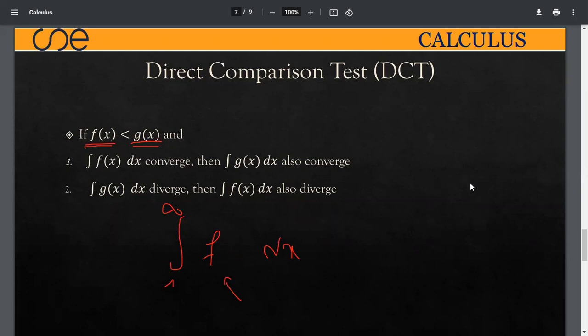What I should do is try to find another function g of x based on my intuitions. So I would guess if this function is convergent or divergent, and based on this intuition or assumption, I will try to find another function, g of x, that is smaller than or greater than my initial function, based on this test. It's called the direct comparison test.